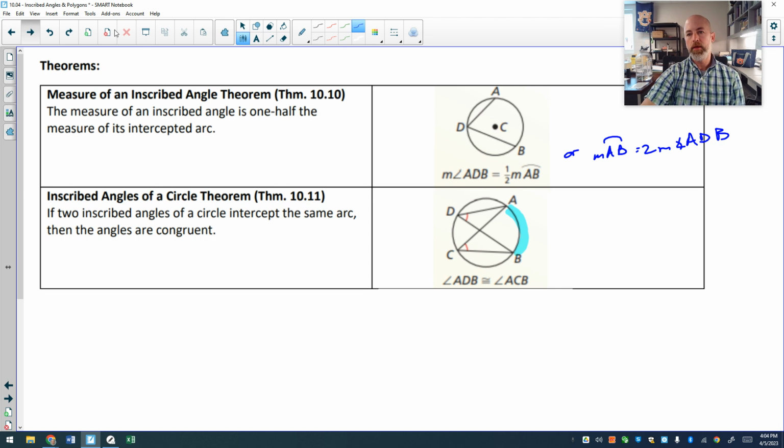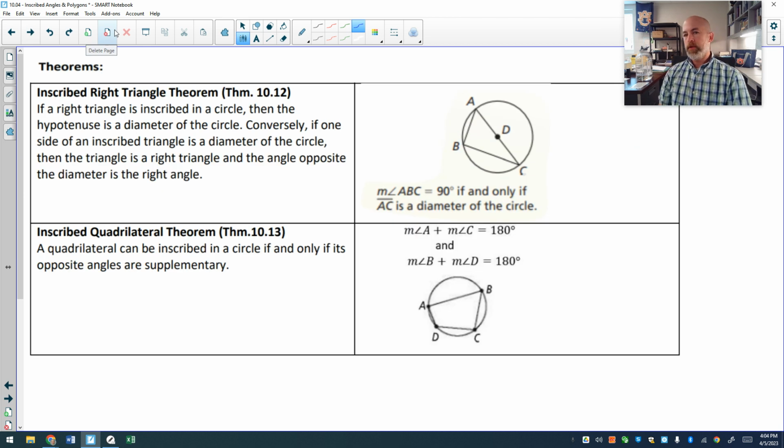Moving on. If you have a right triangle inscribed in a circle, the hypotenuse of that right triangle will always be the diameter of the circle. And conversely, if one side of an inscribed triangle is the diameter, then we will know that it is a right triangle, and that would be a right angle.